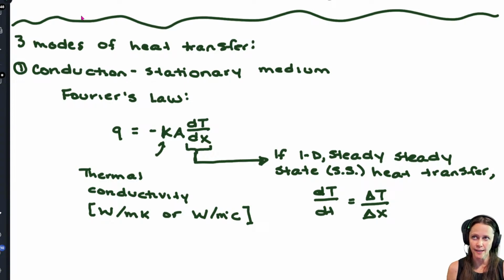If it's different within each direction, you would call that anisotropic. But in this class, we're not going to mess with that. You can just say that k is the same in the X, the Y, and the Z direction.